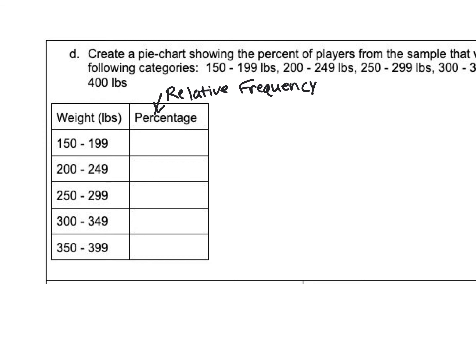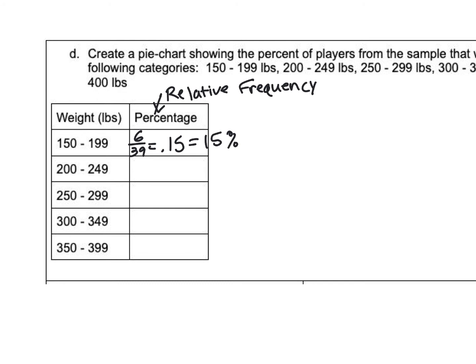Divided by the total, right? How do I find the total? Add everything up. So how many people are there? 39. There's 39, okay? So for the percentage, I need to do 6 divided by 39. And what do you get? 0.15. 0.15, which is 15%. You got it.